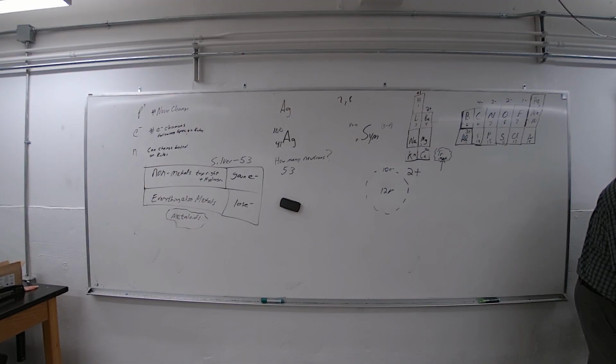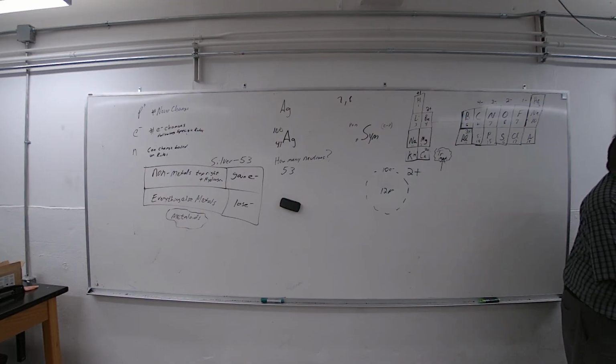So I can't ask you, so Cr is chromium, top one, column 6. I can't on a test say, what is the charge on chromium? Because you can't know. See what I'm saying? But I can ask you, what's the charge on sodium? What's the charge on magnesium? What's the charge on oxygen? Those are definite. You with me?